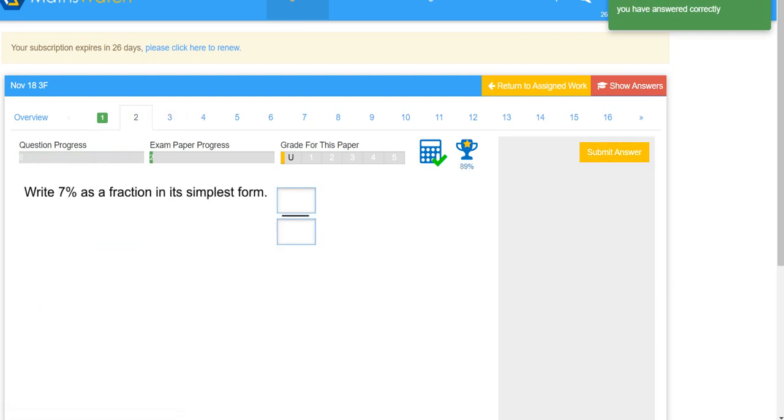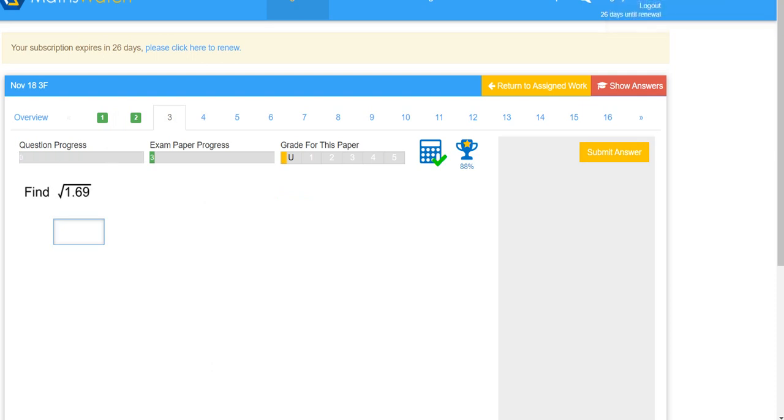Question 2. Write 7% as a fraction. It's recognizing that it is 7 out of 100. That's what percent means. Simple as that, a straightforward mark. And we're moving forward.